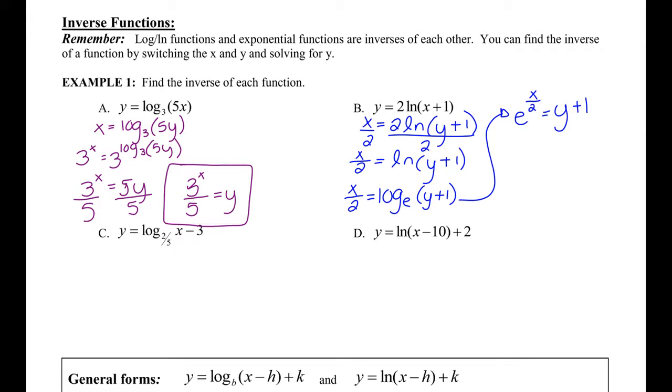Then my last step in order to get y by itself would be to subtract 1 from both sides. So I have e to the power of x over 2 minus 1 equals y.